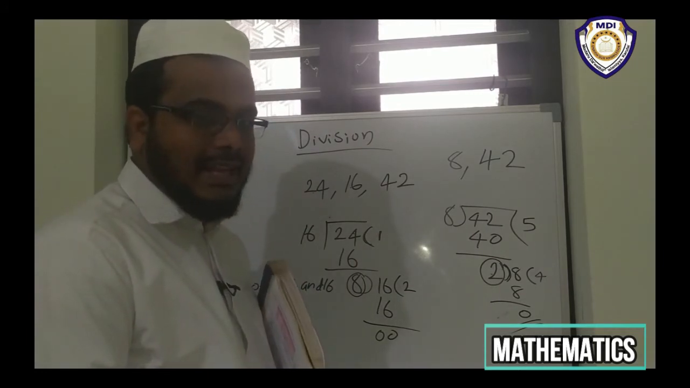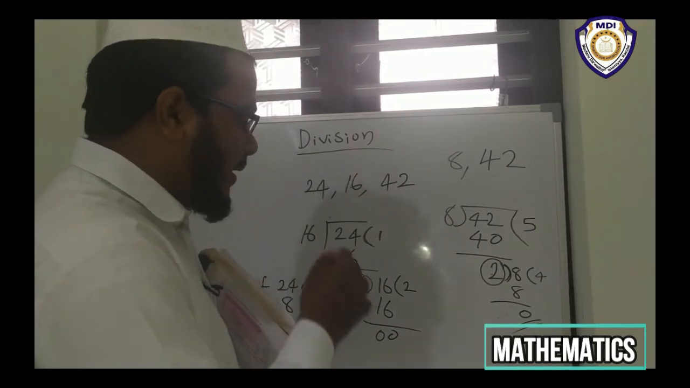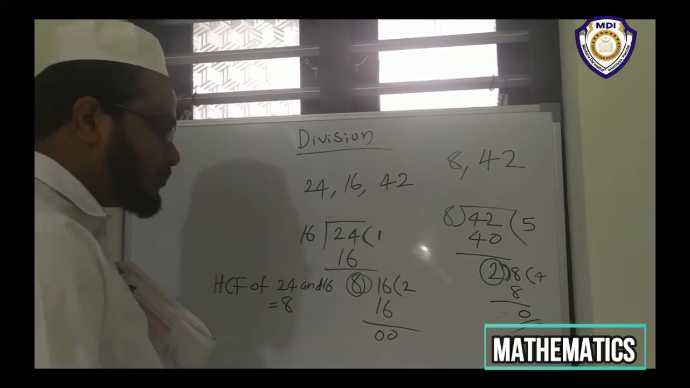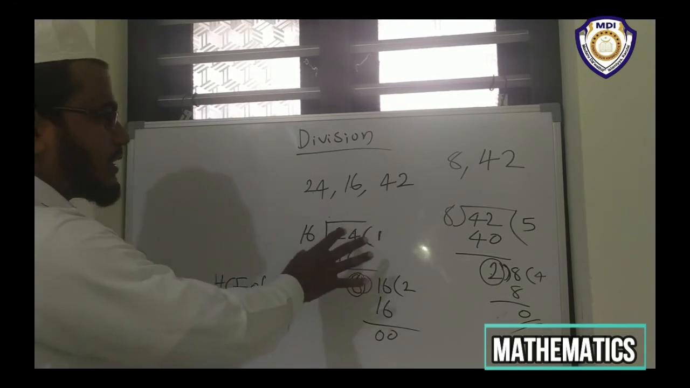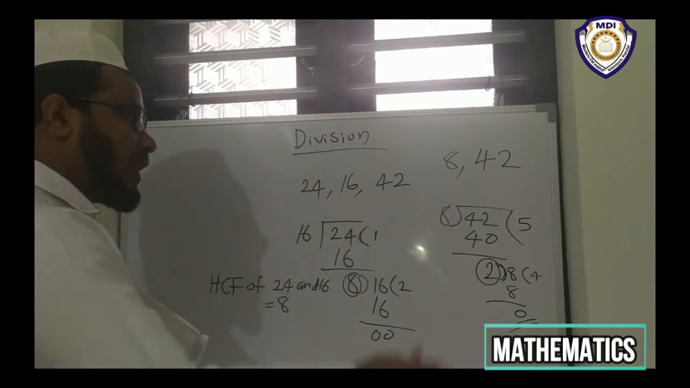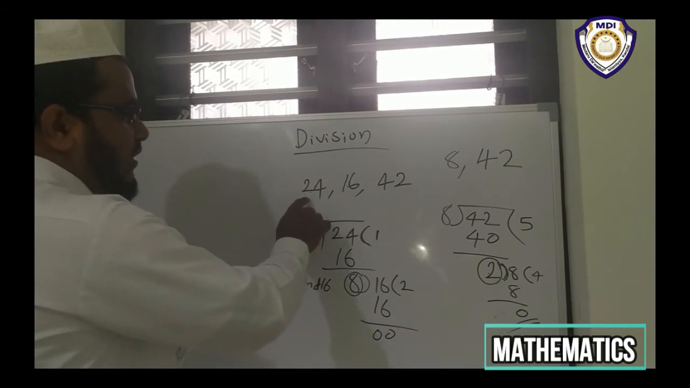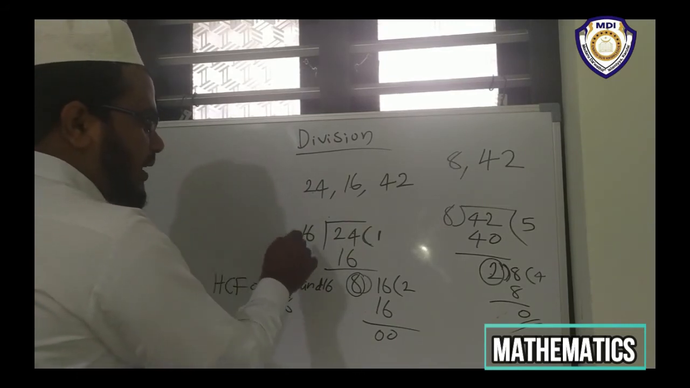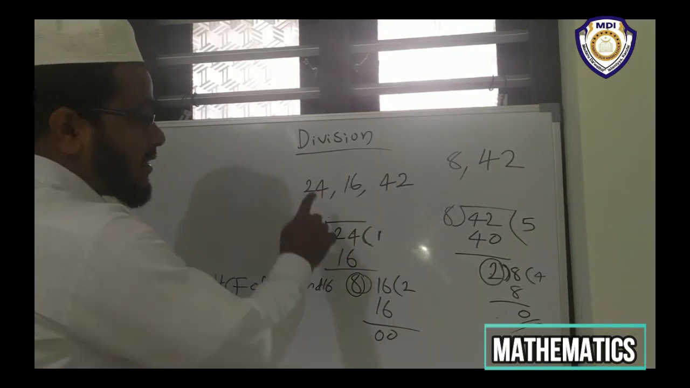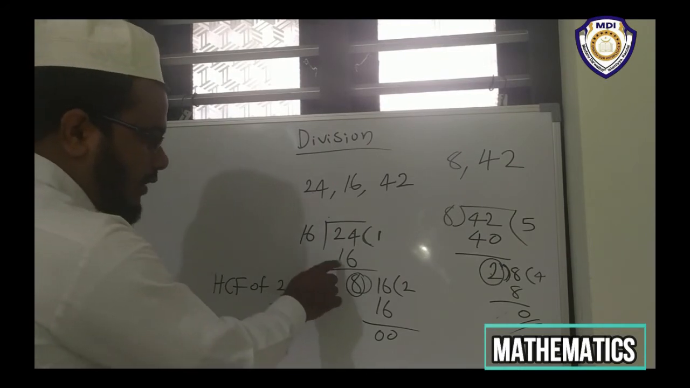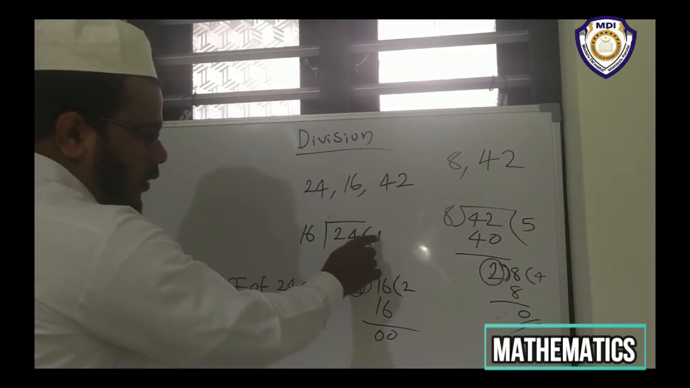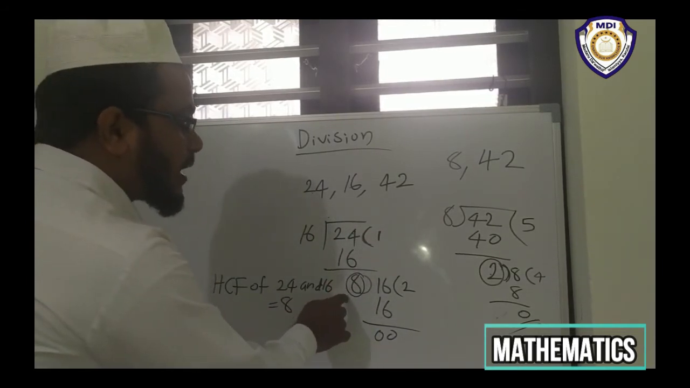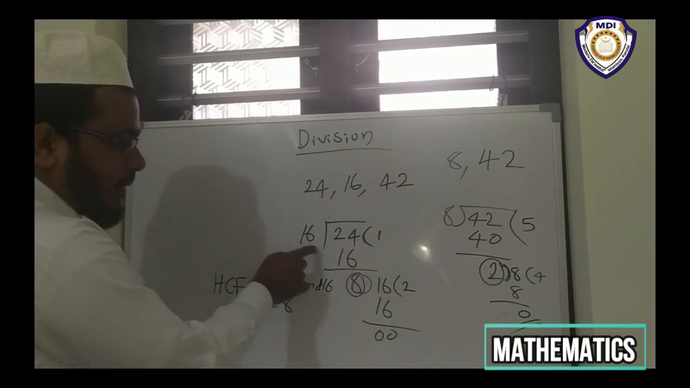Did you understand? I can repeat the steps of the long division method. First, you have to take two numbers. Here we take the first two numbers, and the smallest number should be the divisor and the largest number should be the dividend. After that we divide. We get 1 as the quotient. Then we subtract and get 8. Then 8 becomes the divisor and the first divisor becomes the dividend.